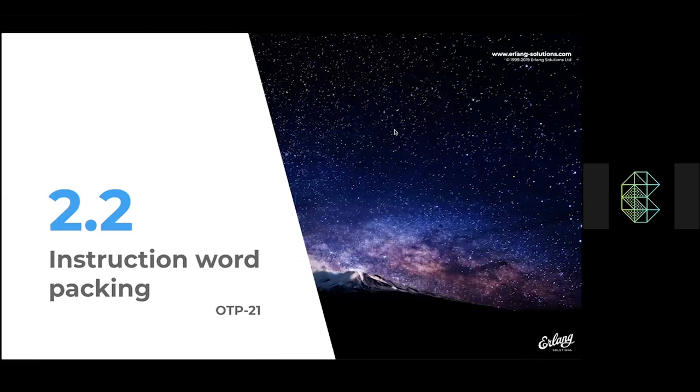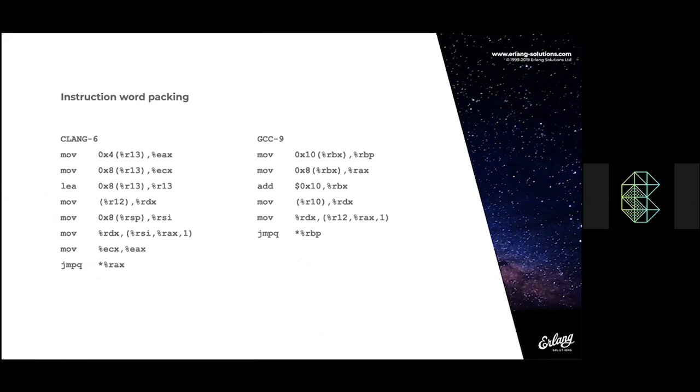We also did another thing called instruction word packing. For the keen observer, you might have spotted that there's a bit of a difference between Clang and GCC in the encoding of all of the instructions. The main part is that there's 0.4 here and 0.10. That's a way that we've started to pack our instructions in order to fit them better into the memory of the virtual machine.